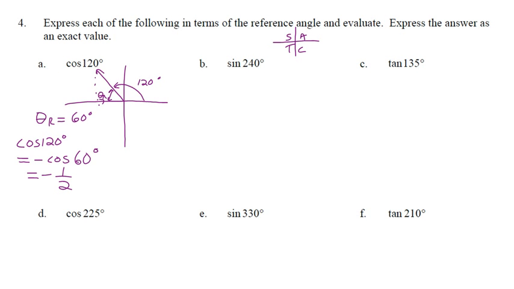Right? So it's equal to the cos of the reference angle, but since it's in quadrant 2, where cosine is negative, then it's the negative of the cosine of 60 degrees, right? Or negative 1/2.